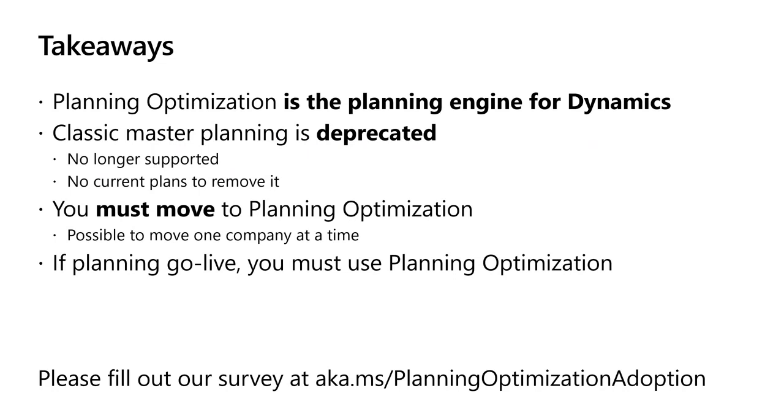You can do it one company at a time. From .32 we are releasing this ability to opt out for certain companies. If you have a new go-live, you must use planning optimization. And if you have new phases, the same. New companies go live on planning optimization.